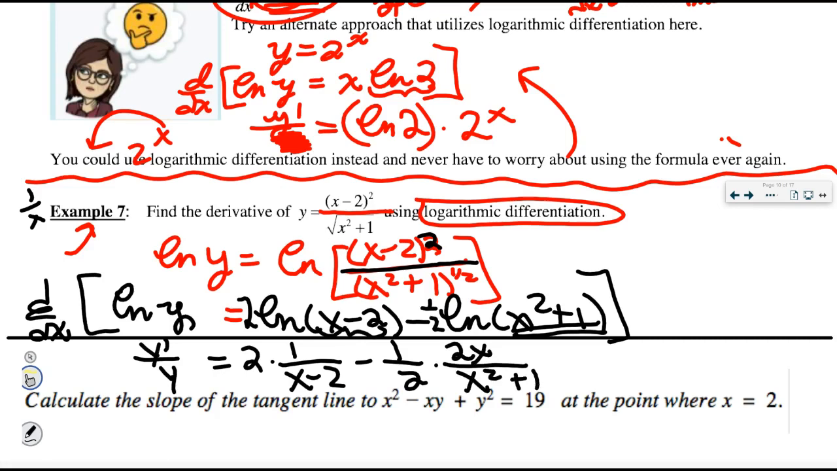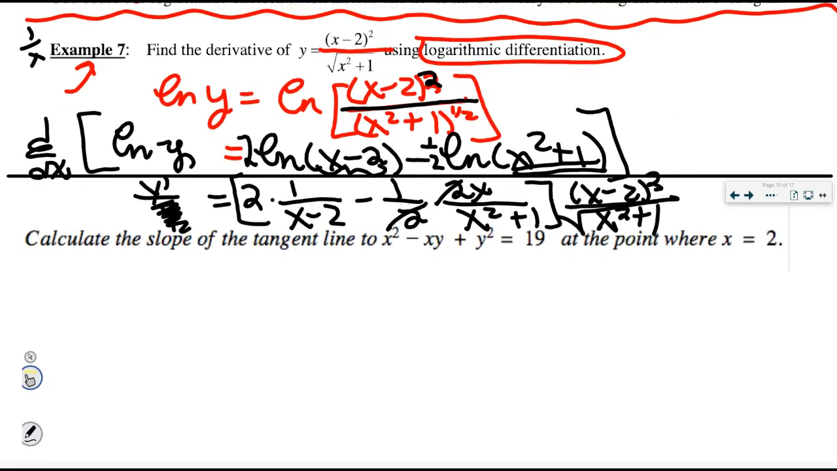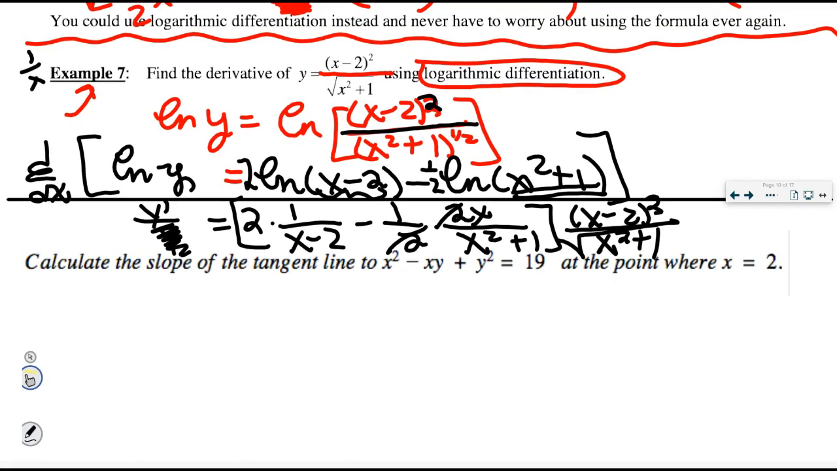So now what I would do is multiply the whole thing through by y. What was y? It was x minus 2 quantity squared over the square root of x squared plus 1. And I can do some cleanup in here with some canceling. If I had to, I could get a common denominator. But for the most part, the calculus is done. So again, what we did is we used logarithmic properties. I'm going to do one more, I think.